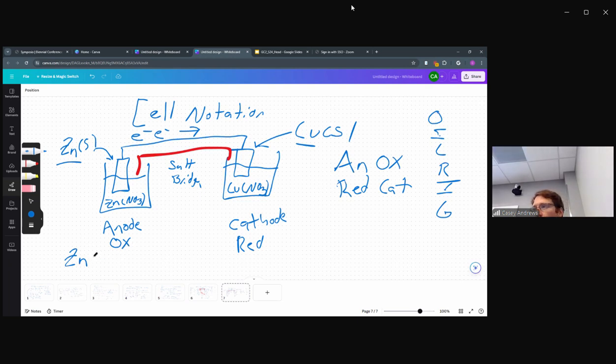So we lose electrons. So that zinc solid is going to zinc aqueous. And on the other side, we are gaining electrons. So the reaction that's happening on the other side is that aqueous copper is becoming solid.